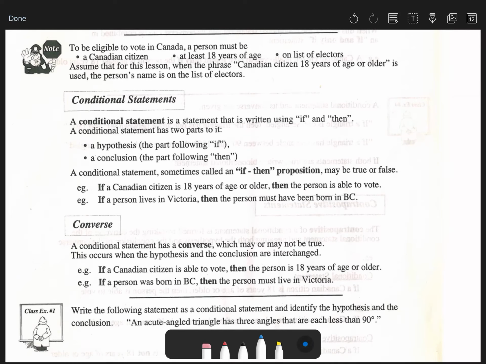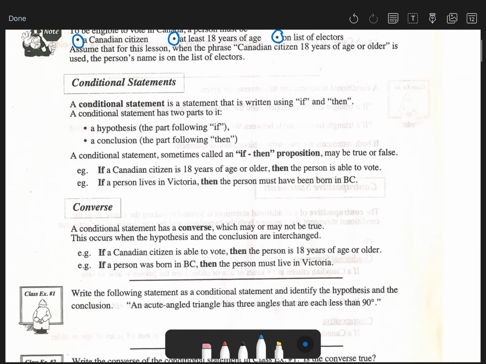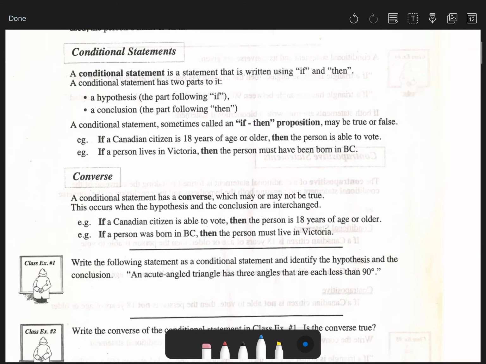Just to start today, it says here on the side that to be eligible to vote in Canada, a person must be a Canadian citizen, at least 18 years of age, and on a list of electors. So for this lesson, when we see the phrase Canadian citizen 18 years of age or older, we're going to know that the person's name is on the list of electors. That's something we need to assume moving forward so that we can complete the questions they are going to ask us.